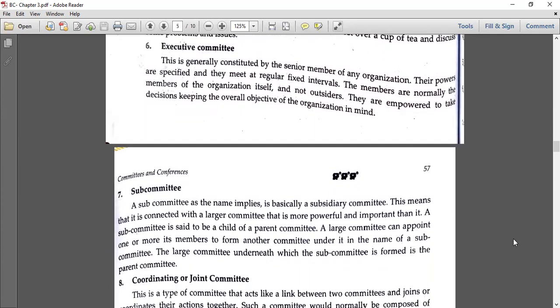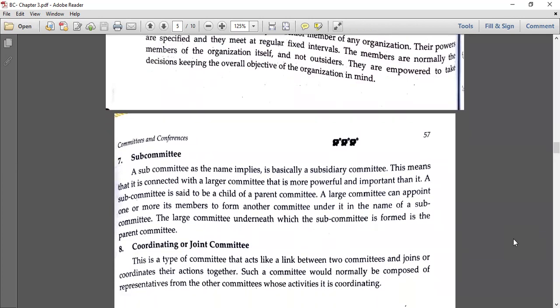Then the executive committee. This is generally constituted by the senior members of an organization. Their powers are specified and they meet at regular fixed intervals. So generally executive committees have a good agenda. If you know the international organizations like the World Trade Organization, World Health Organization, International Monetary Fund, European Union, which are quite important organizations to run the day-to-day world these days, they have their executive committees and they meet after intervals of 4 years, 5 years, 1 year, maybe as prescribed. And the members are normally the members of the organization itself and not outsiders. That means the members are from the member countries in these organizations. They are empowered to take decisions, keeping the overall objective of the organization in mind. So they take decisions on a broader level.